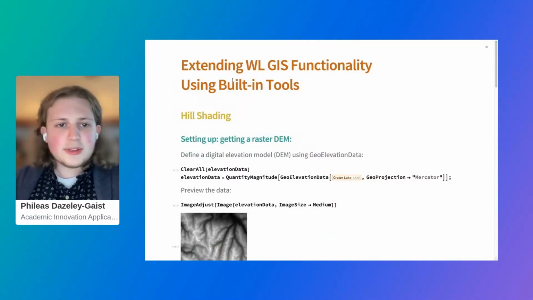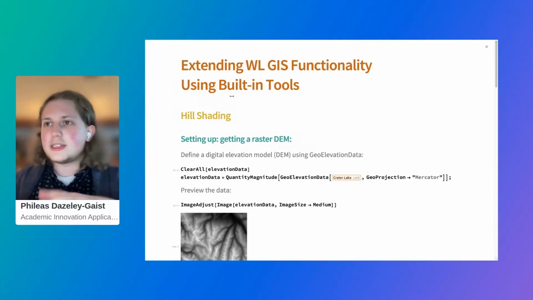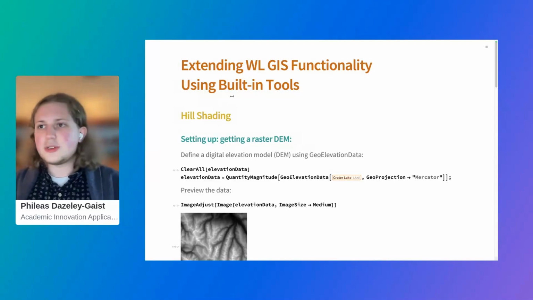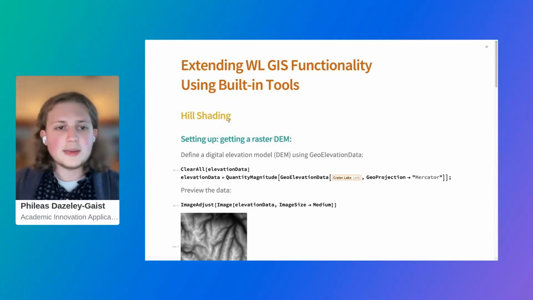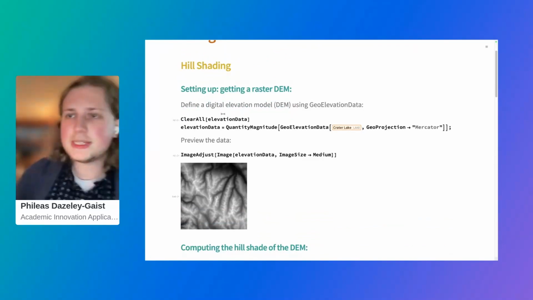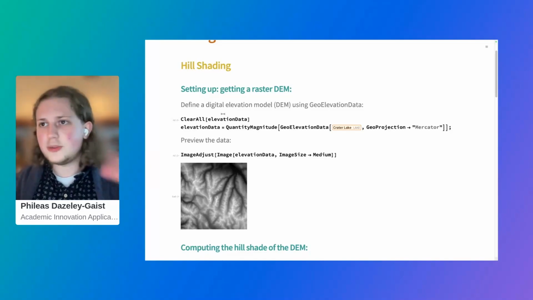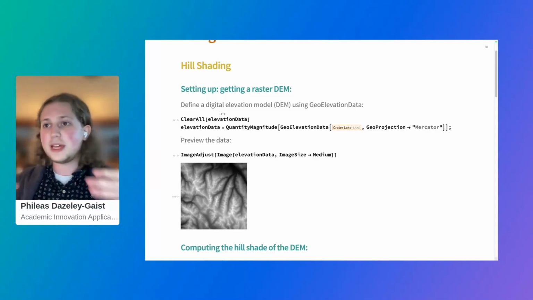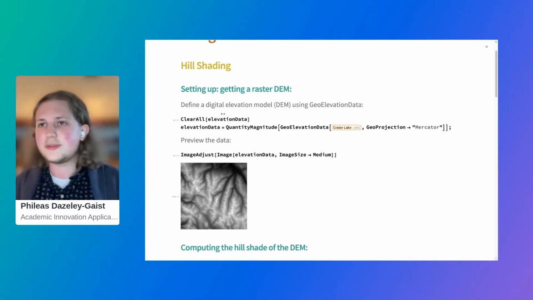Okay, so now, aside from using external services like APIs to extend GIS functionality in the Wolfram Language, we could also just use built-in tools. Here's an example in which I implement a function for hill shading. Hill shading is a technique in which we assume the sun is infinitely far away and all of the sun's rays are parallel, and the digital elevation model is a flat plane. These assumptions fall apart for very large regions, but over a small enough region, they are fairly reasonable.